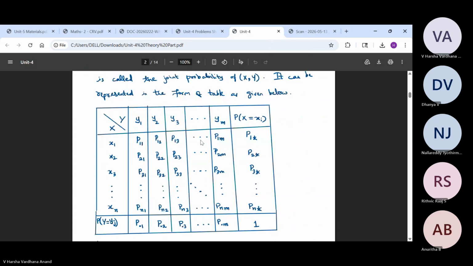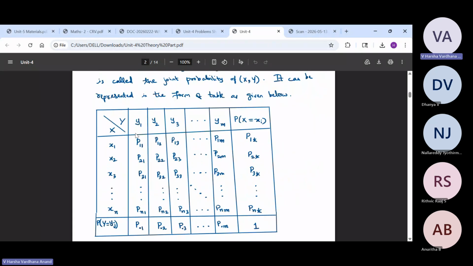Here the y values are y1, y2, y3 till ym. This is the discrete case. X values are x1 to xn. So this entire grid is the f of x, y function. For each x equal to something and y equal to something, it will give you the value here. So that is the joint probability.